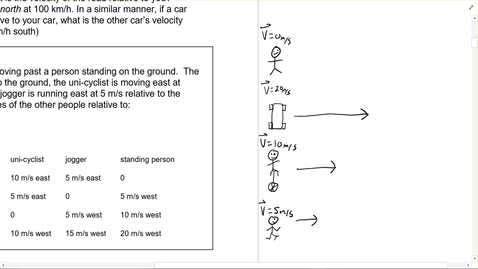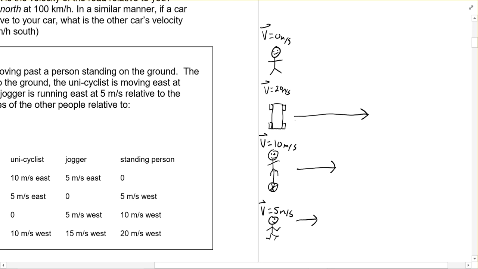So there's my person standing still, the one up top, and the car below, my awesome picture of a unicyclist, and my person running. Okay, so this one's pretty straightforward because we're just comparing it to the person standing still, right? I guess I shouldn't call him a thing.